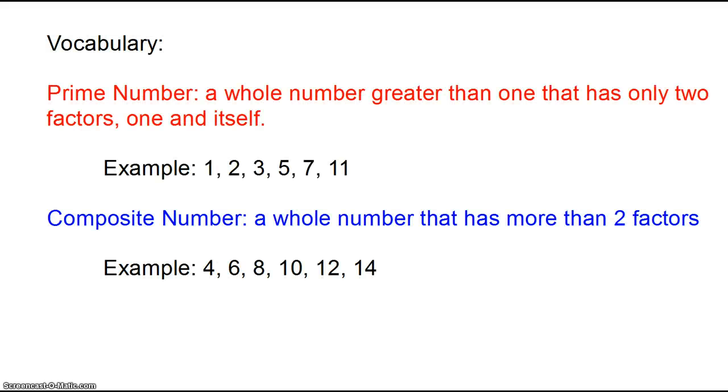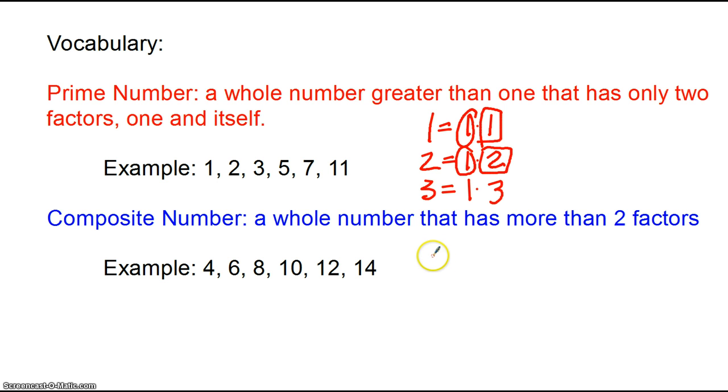Alright, some vocabulary on your blue sheet. A prime number is a whole number greater than 1 that has only two factors, 1 and itself. So for example, for 1, the only factors are 1 times 1. For 2, the only factors are 1 times 2. The only factors of 3 are 1 times 3, and so on for 5, 7, 11. So the only factors are 1 and itself.